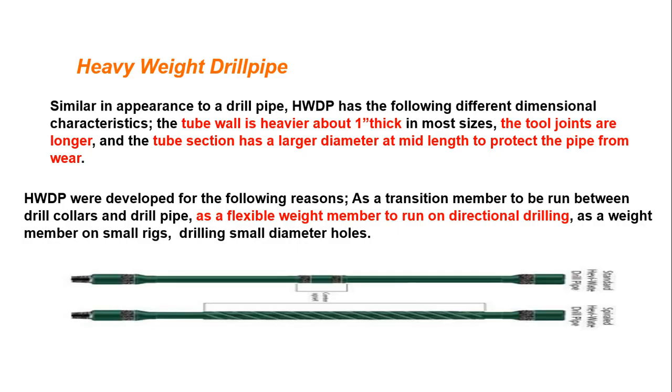This is very important. Number 2, sometimes in directional drilling, as the drill collar is very stiff, we can't use it to build the angle, or to make some horizontal work or directional drilling work. So we put the heavyweight drill pipe instead of the drill collar, and we continue drilling in the horizontal drilling. Okay, so it's a flexible weight member to run on directional drilling, as the weight member on small rigs and drilling small diameter holes.